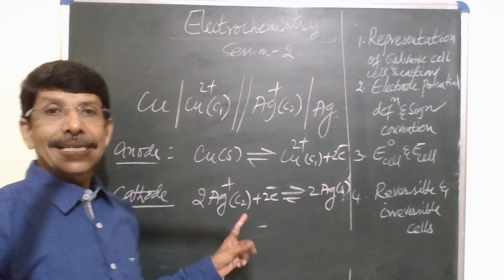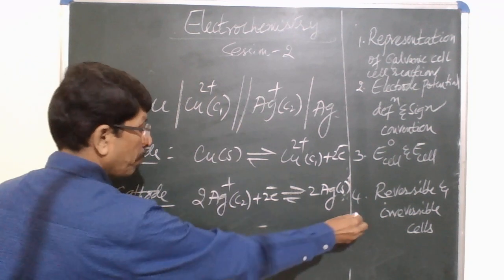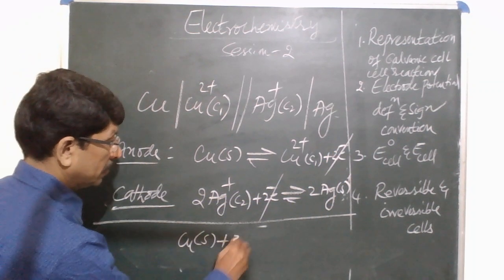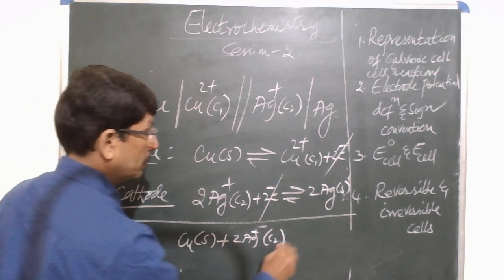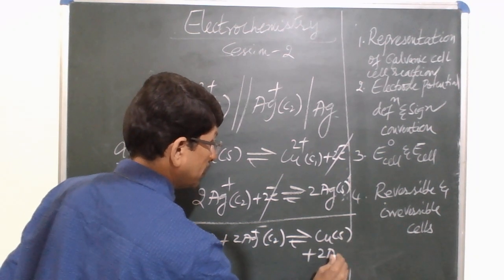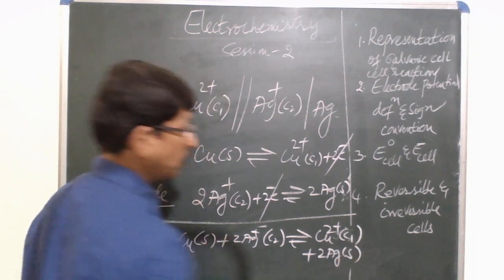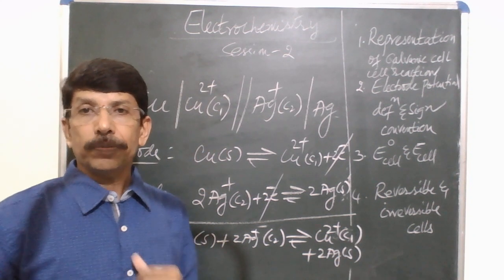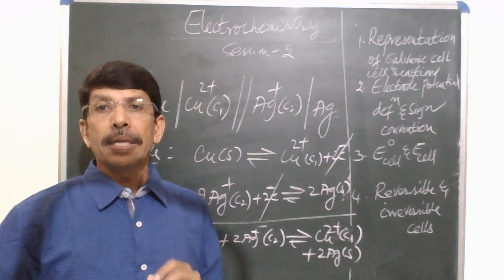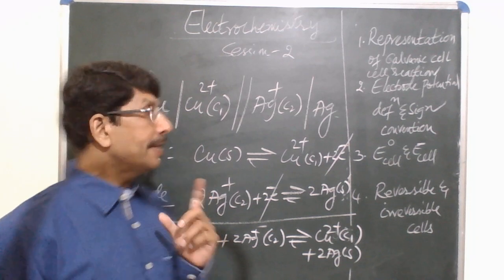So this is the reduction process and this is the oxidation process occurring in the cell made up of copper and silver electrodes. So the next is the net cell reaction. Once we know what electrodes constitute a galvanic cell, it is very easy to write the cell reaction.